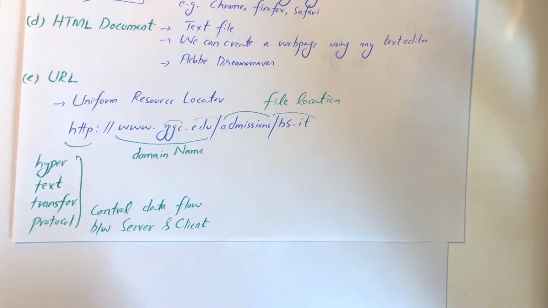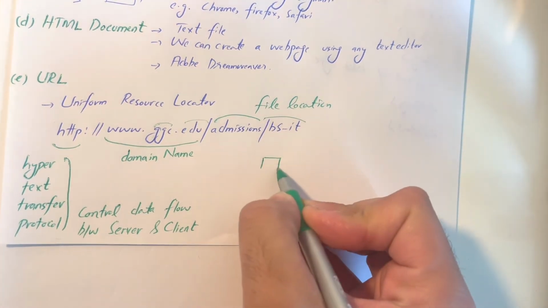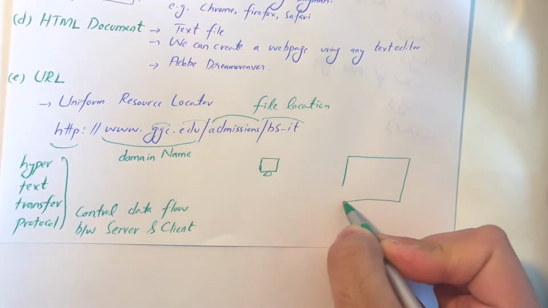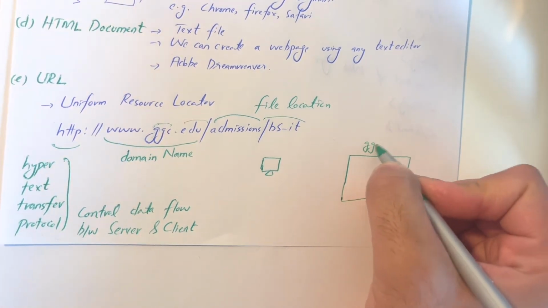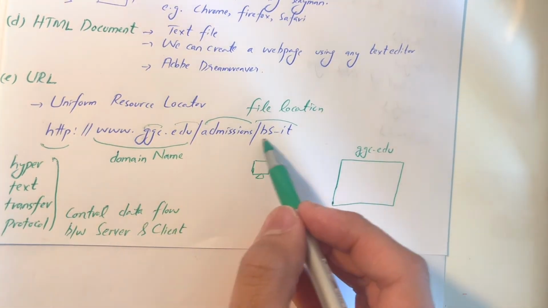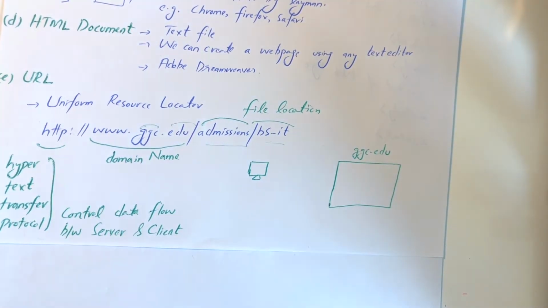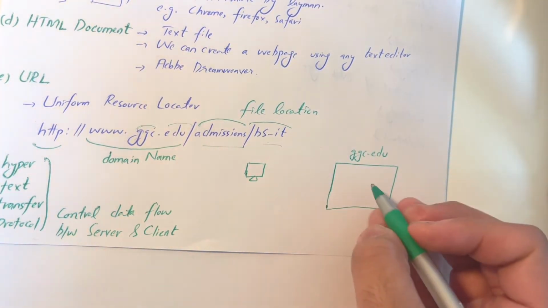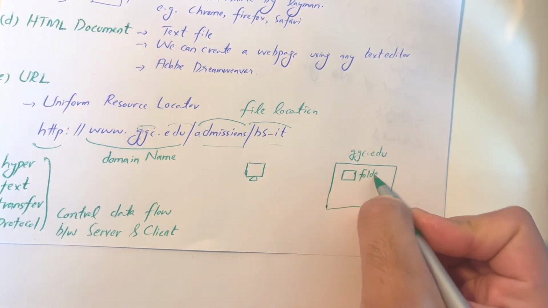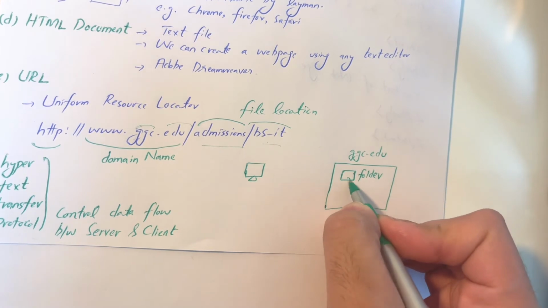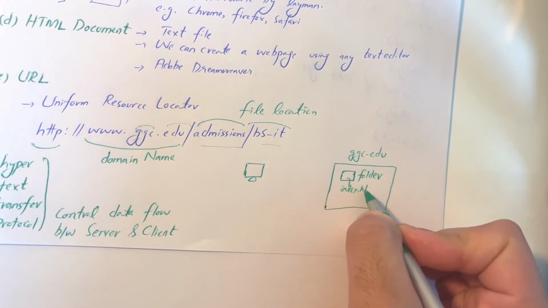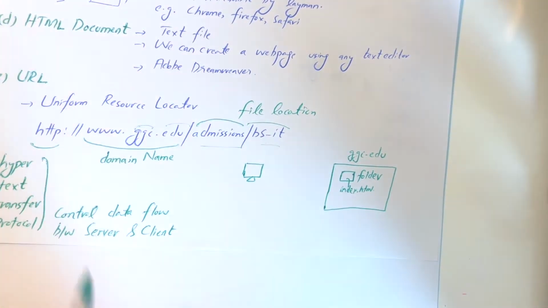Let me just make you understand. Let's say this is basically the client. This is the web server, the GGC web server, ggc.edu. If you access this particular file, admission BSIT, you know where you are. So on ggc.edu, there will be a directory, a folder. On that particular folder, we have a file called index.html. This is the file on which you see the web page.